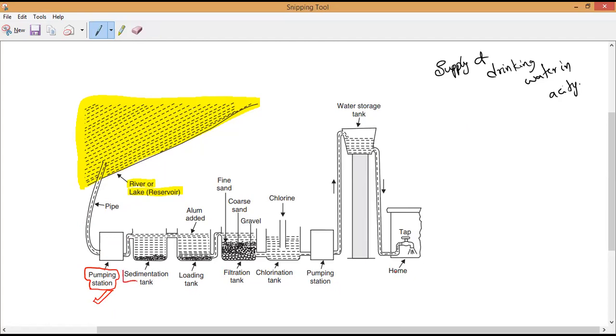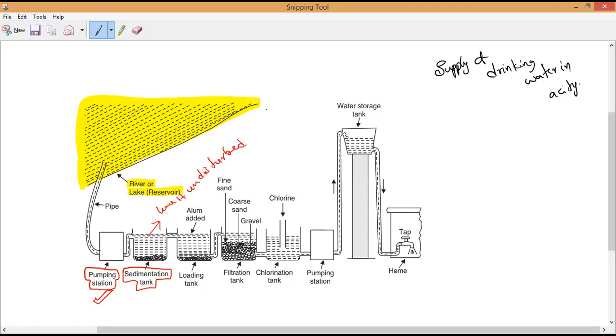What is the first tank name? You should tell me, I should not. It is the sedimentation tank. So what do you mean by sedimentation tank? Sedimentation tank means water will be stored in this and they will leave it undisturbed.